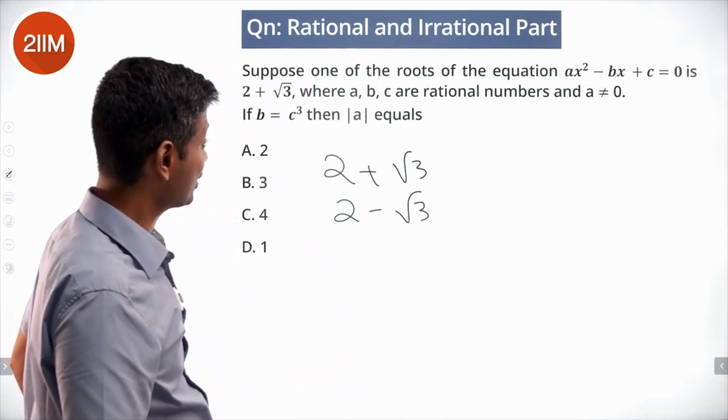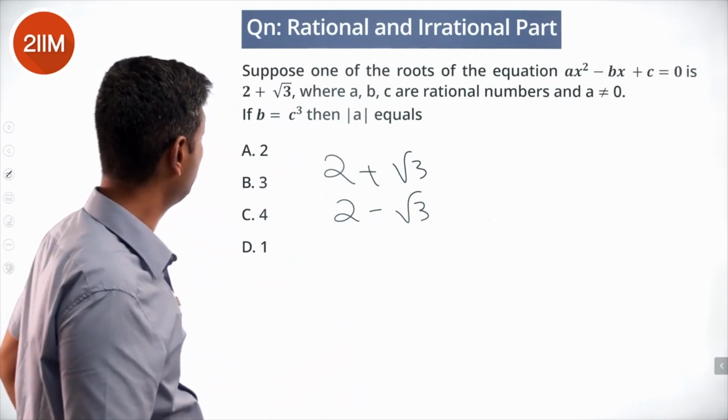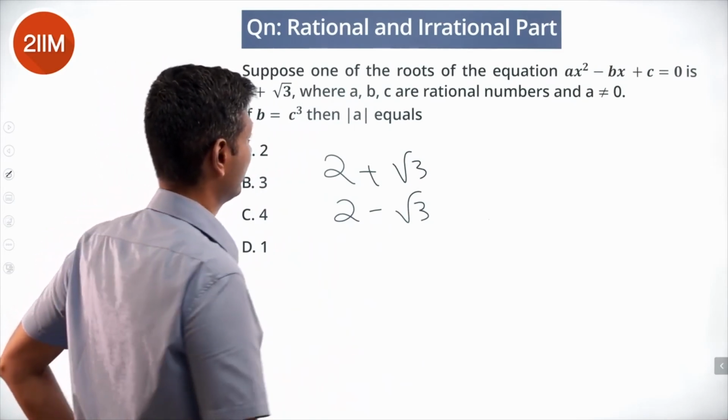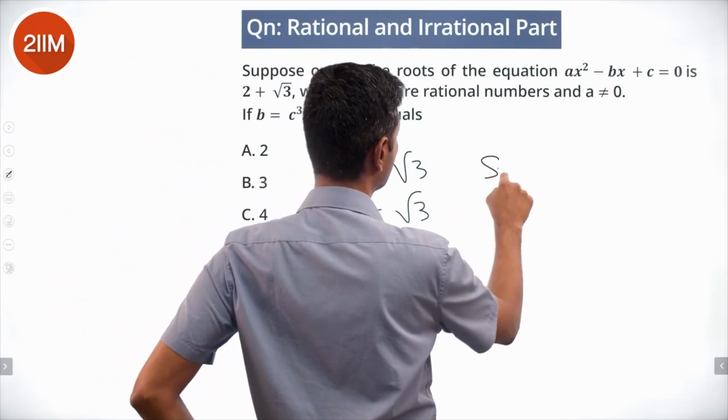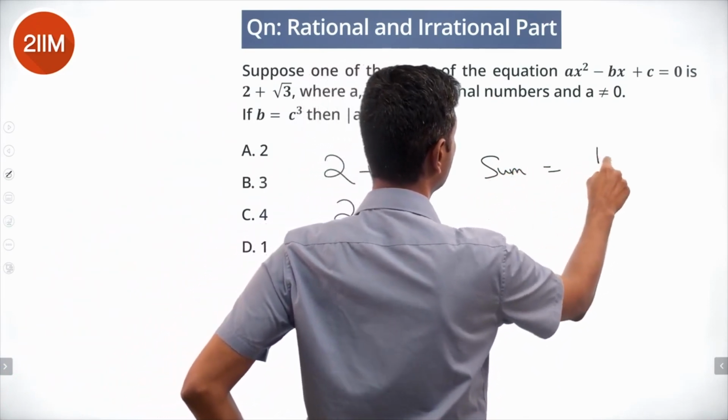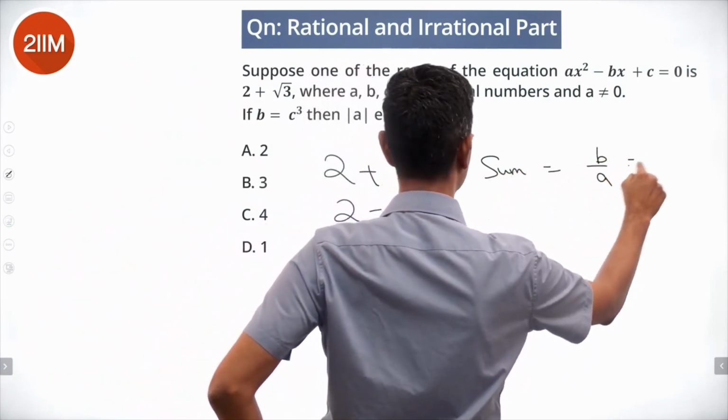A, B, C are rational numbers. A not equal to 0. B equal to C cube. Okay, sum of the roots is minus B by A. In this case, it's B by A, which is 4.